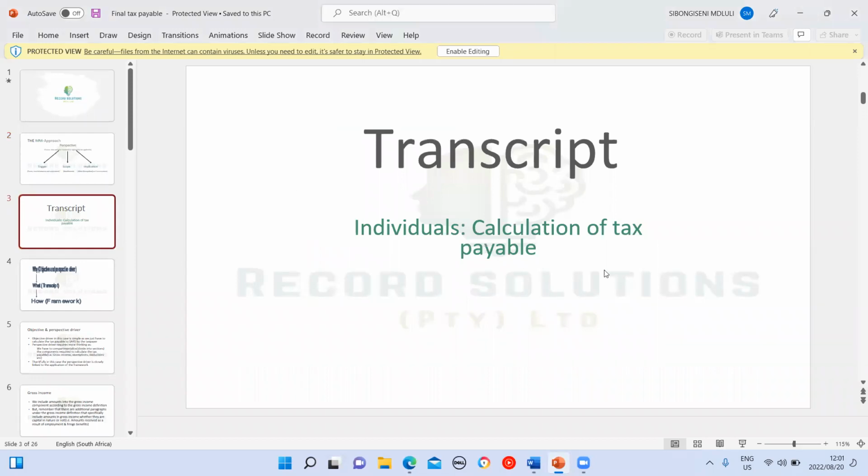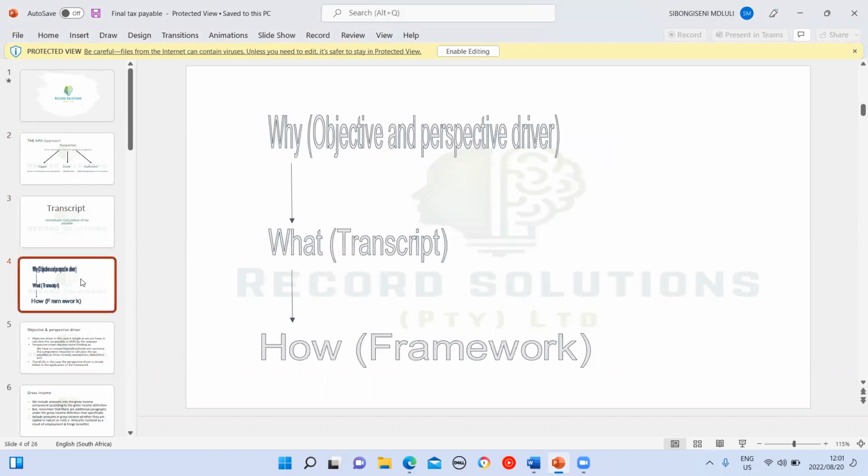So this transcript is about the calculation of tax payable. Then there's some additions. You have to understand why we are doing this, what the content is and everything regarding this, and the how. You see what I mean? How is the application of the framework?